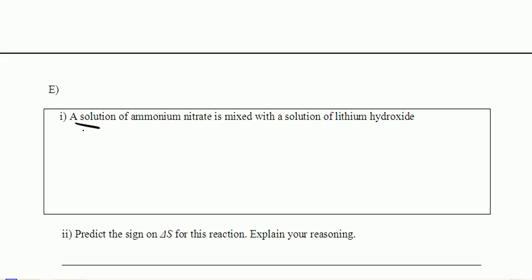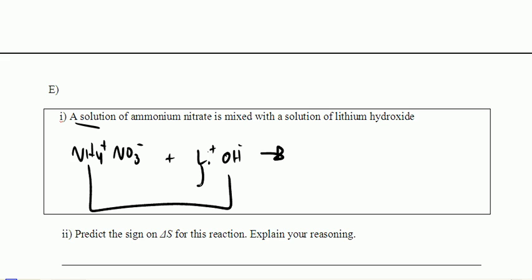A solution of ammonium nitrate, NH4+ NO3-, is mixed with a solution of lithium hydroxide. Okay, I wrote my reactants. I see ions. I see no neutral atoms, so I'm going to do a swap and a stick. I see NH4+ and OH-. There's my stick. Get rid of the other ones automatically.